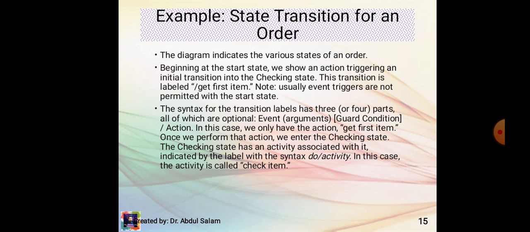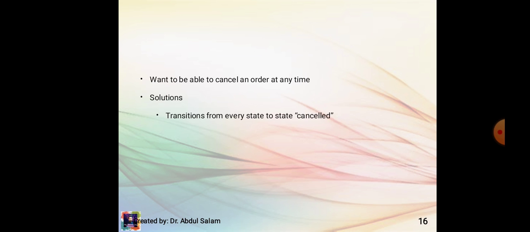The syntax for the transition labels has 3 or 4 parts, all of which are optional: event, arguments, guard condition. In this case, we only have the action get first item. Once we perform that action, we enter the checking state. The checking state has an activity associated with it, indicated by the label with the syntax do slash activity. In this case, the activity is called check item.